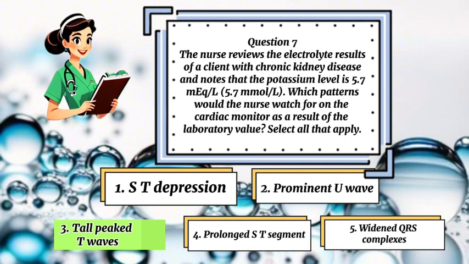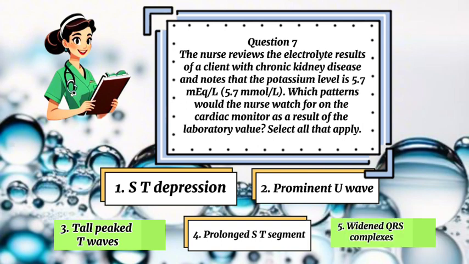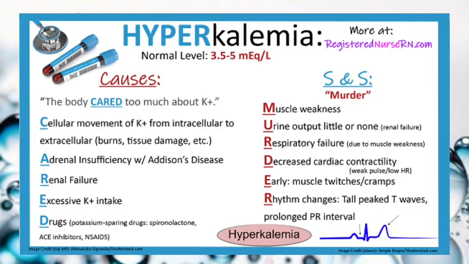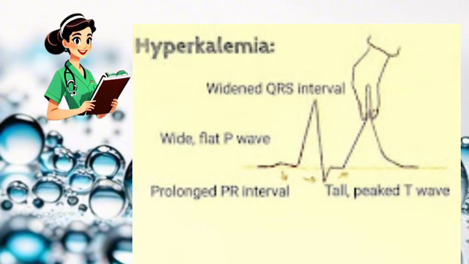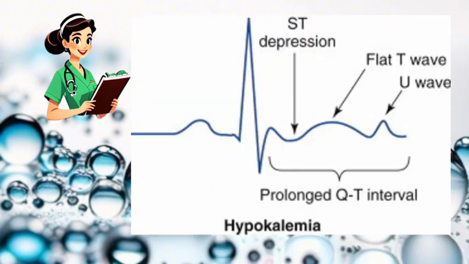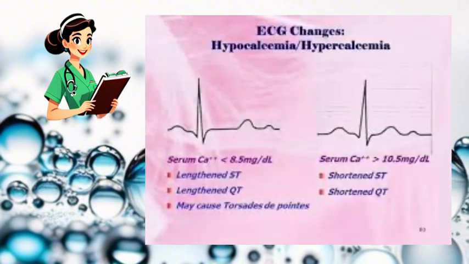3. Tall peaked T waves. 5. Widened QRS complexes. Rationale: the client with chronic kidney disease is at risk for hyperkalemia. A serum potassium level greater than 5.0 mg per liter indicates hyperkalemia. EKG changes associated with hyperkalemia include flat P waves, prolonged PR intervals, widened QRS complexes, and tall peaked T waves. ST depression and a prominent U wave occur in hypokalemia. A prolonged ST segment occurs in hypocalcemia.